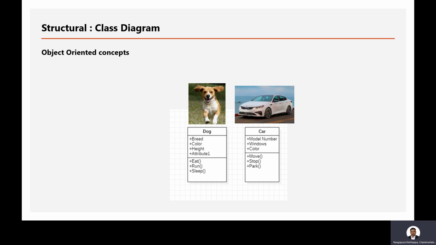Also, we shall look at another example, a car. Car is a real-time object which is represented here. The name is given as car and the properties are mentioned here. Every car will have a model number. It has a number of windows. Some cars have 2 windows, some cars have 4 windows. The color of the car can be red, green, yellow, blue, and so on. And it can do some functions like moving, stopping, parking, and so on. So this is how we represent a real world object in software, in the class diagram.